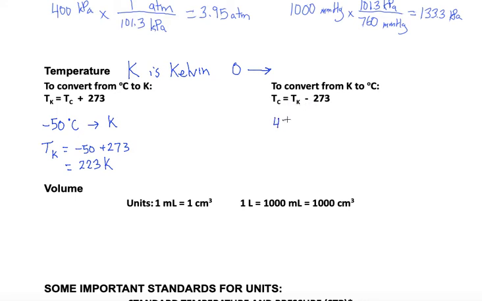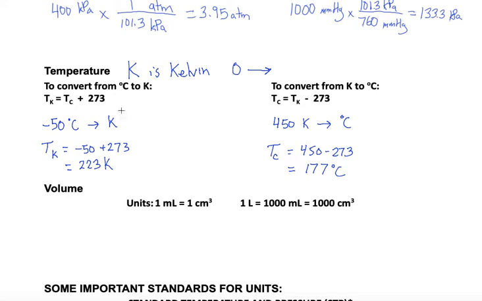So if I had 450 Kelvin and I want to put it into degrees Celsius, I'm just going to say that my temperature in Celsius is going to be 450 minus 273, and we would end up with 177 degrees Celsius. So that's how we can convert a temperature that's given in Kelvin into Celsius.